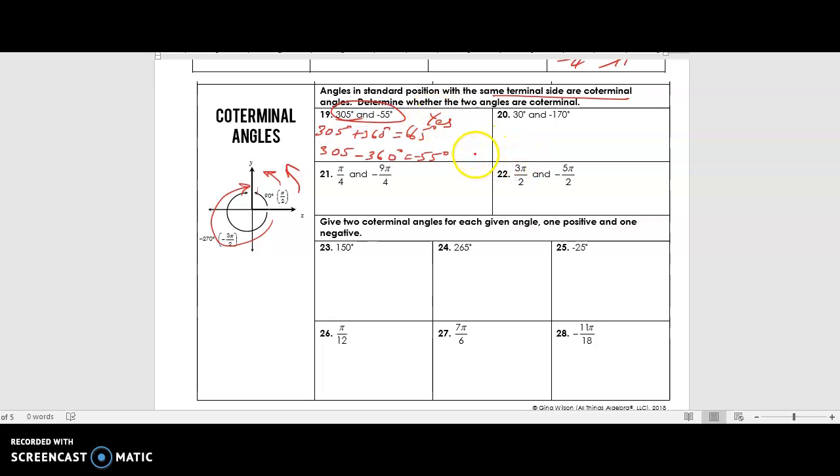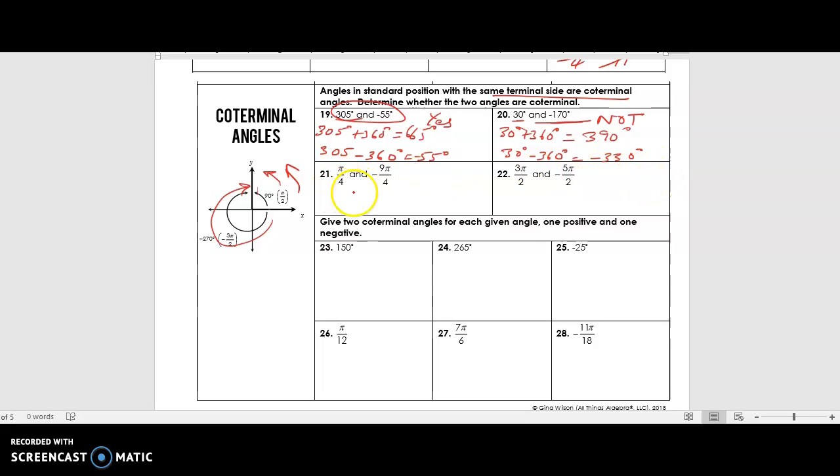So yes, they are coterminal. You see that? Now if we take 30 and negative 170, let's pick 30 degrees and we just add 360 to it and subtract. So we are going in the positive direction and the negative direction and seeing if negative 170 is going to be a coterminal of 30. If you go in the positive direction, this is going to be 390 degrees. It's not negative 170. And 30 minus 360 is definitely not negative 170. So these are not coterminal angles.